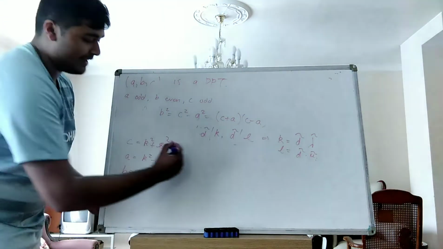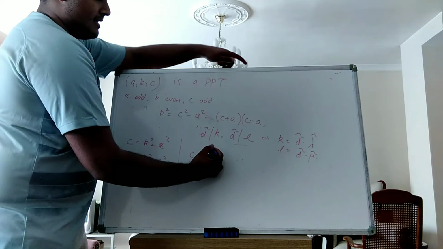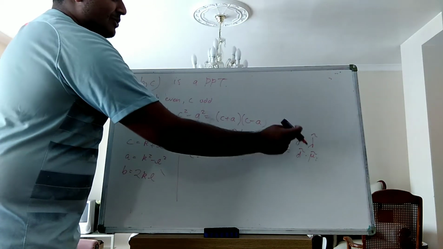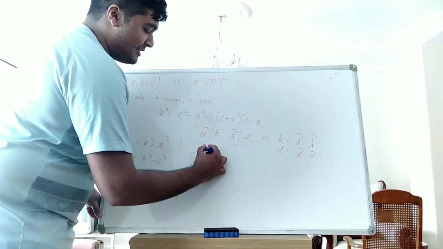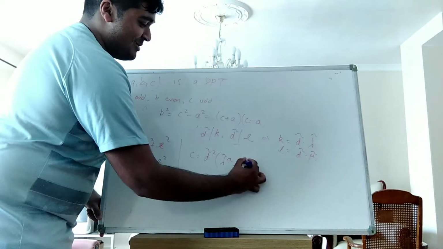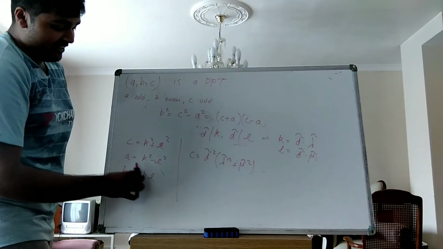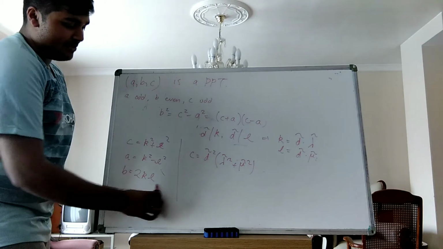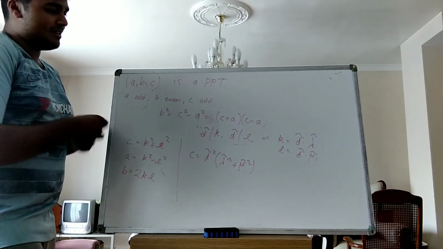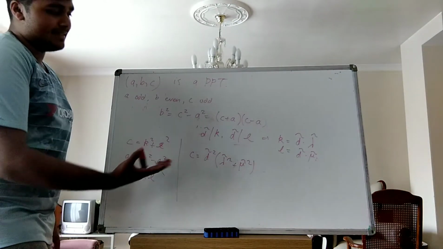If I just plug this back in here, I get that c is equal to k squared plus l squared, which is going to be d tilde squared lambda tilde squared plus d tilde squared mu tilde squared, which is d tilde squared times (lambda tilde squared plus mu tilde squared). In other words, c divides d tilde squared. Similarly, a will divide d tilde squared and b will divide d tilde squared, but because they're primitive, that means d tilde squared must be 1, and hence d tilde is 1.